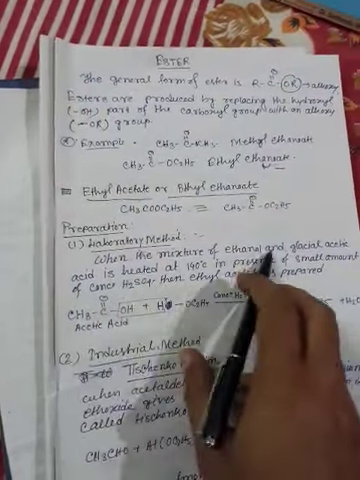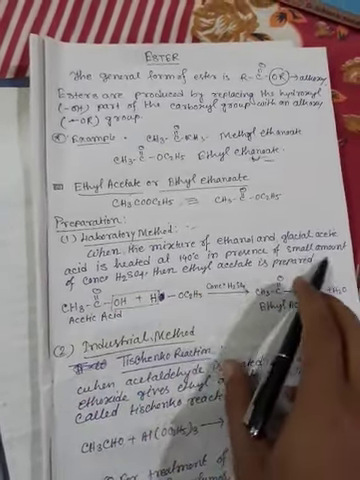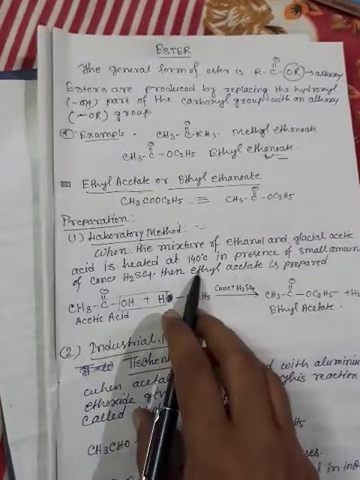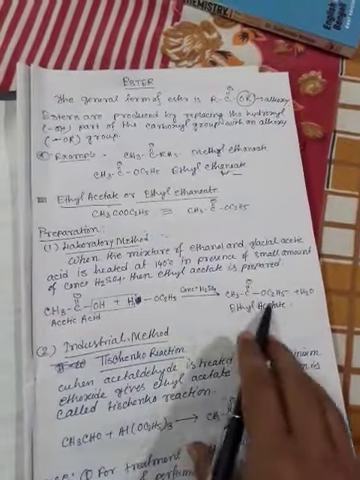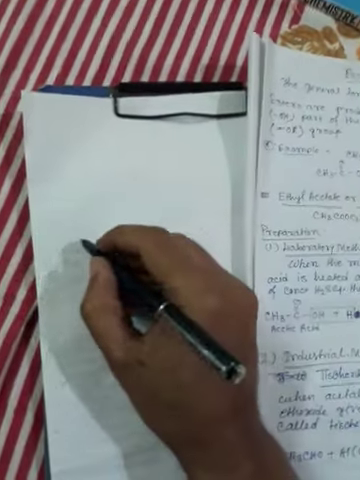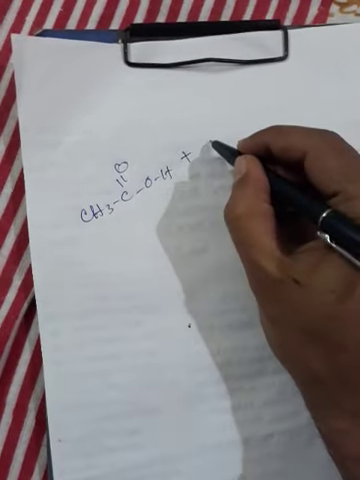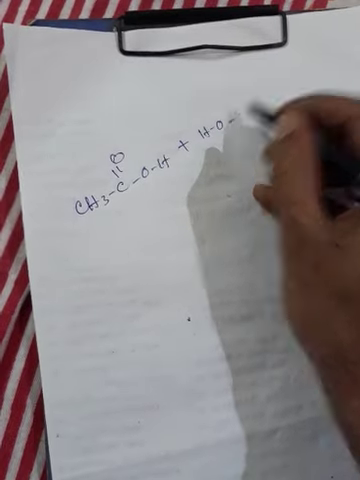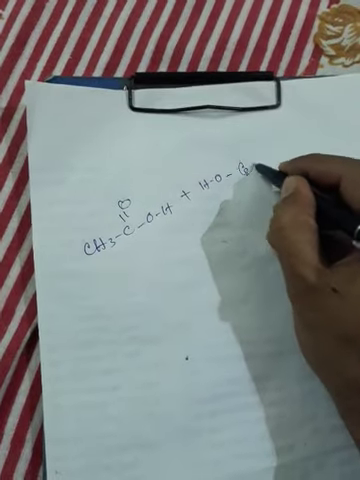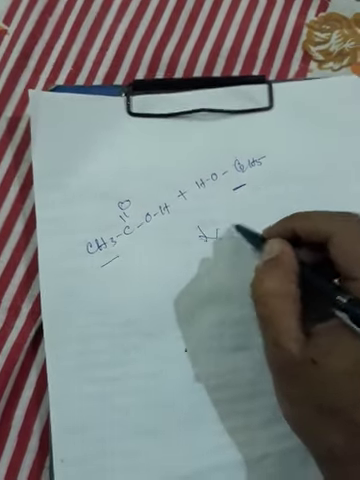When the mixture of ethanol and acetic acid is heated at 140 degrees centigrade in the presence of a small amount of concentrated H2SO4, then ethyl acetate is prepared. Ethyl acetate is obtained by the reaction of acetic acid and ethyl alcohol. Acetic acid, CH3 C double bond O OH, reacts with ethanol, OH C2H5. Okay, this is ethyl alcohol, this is acetic acid, reacts.